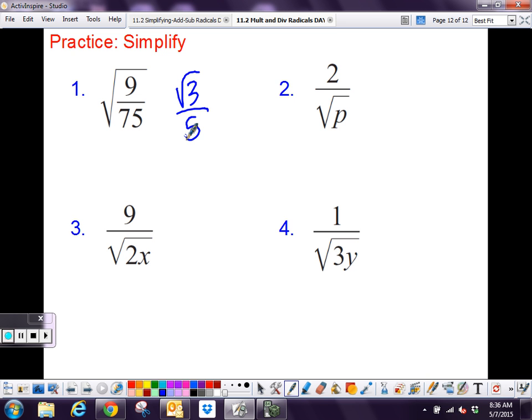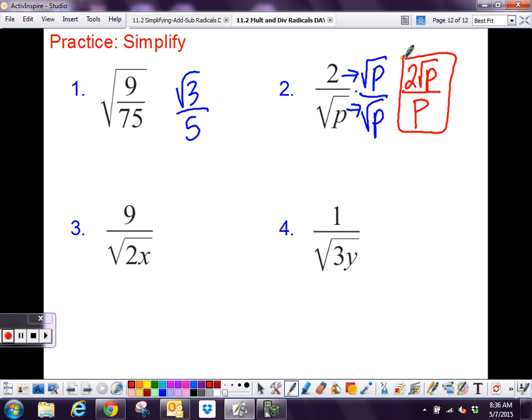Number 2, okay, I need to get rid of that square root in the denominator. So I'm going to multiply this by the square root of p over the square root of p, and I'm going to multiply straight across. Okay, so on the top, I'm going to have 2 root p, and then on the bottom, square root of p times square root of p is going to be left with whatever's underneath that radical, which is just p. I cannot simplify that anymore. Those p's cannot cancel because you have one that's under a square root and one that's not.